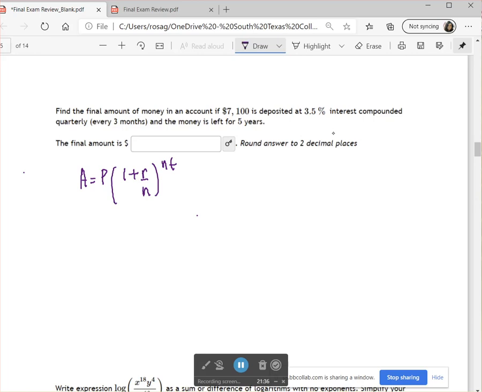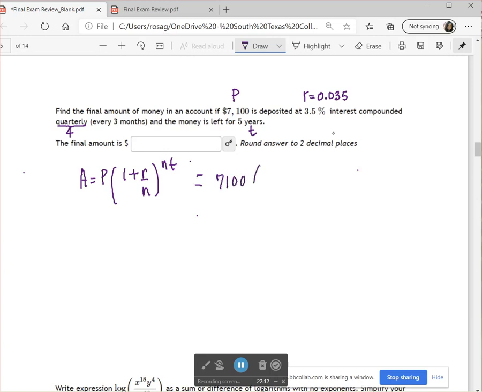In this formula, the P is the amount you're depositing, so this would be my P. The R is your interest, but you need to make sure it's in decimal, so I'm going to divide by 100 and get this. When it says compounded quarterly, it is every 3 months, but what you want to know is how many times a year that is. If it's every 3 months, how many times a year is that? It's 4. And the money is left there for 5 years, so that would be your T. So you substitute everything in.